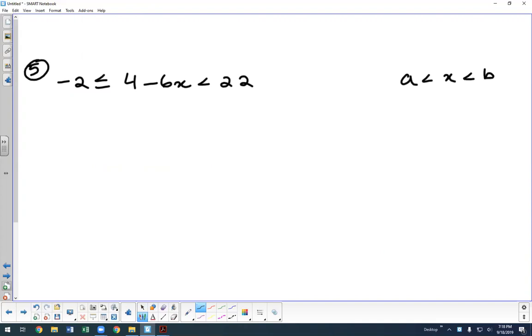And in this case, since you had less than or equal to, we need to get the x by itself and you'll have some numbers on either side of that. So that means where should I begin? Subtract 4 from both sides. Well, all 3 sides, yeah. So from here, and from here.